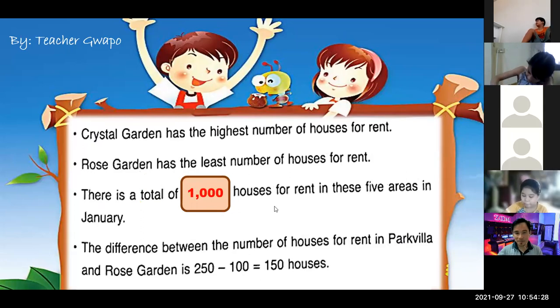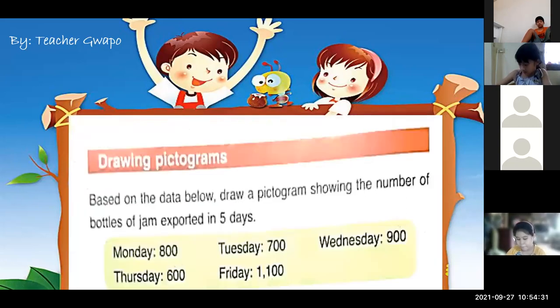Okay, next, you will draw a pictogram based on the data below. You can see this on page 206. Here, on Monday, 800. Tuesday, 700. Wednesday, 900. Thursday, 600. Friday, 1,100, right? Now, how to draw?